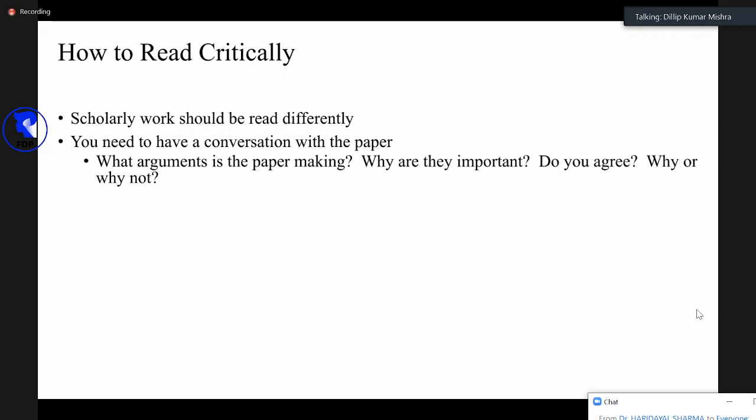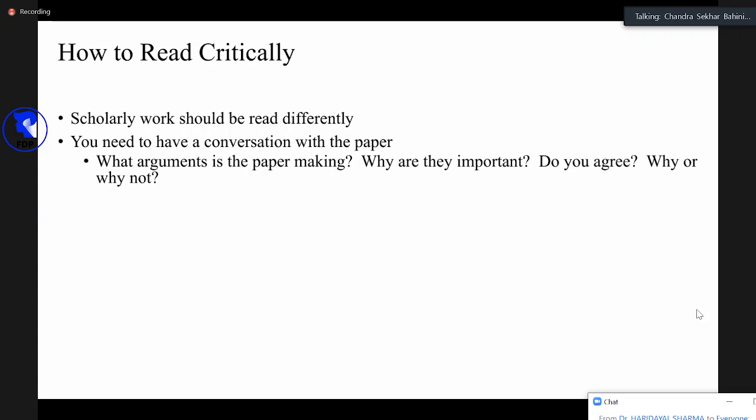Thank you. Now, the scholarly work: how to read critically. Suppose you have decided to do a literature search or literature review. The most important thing to understand is that you should not read a paper just for the sake of reading, like reading two papers per day. You will not benefit. Scholarly work should be read differently. You need to have a conversation with the paper.